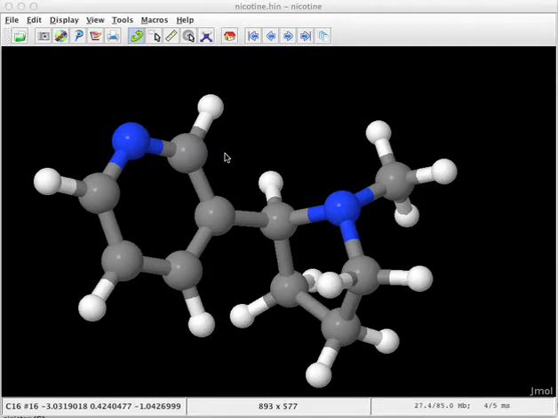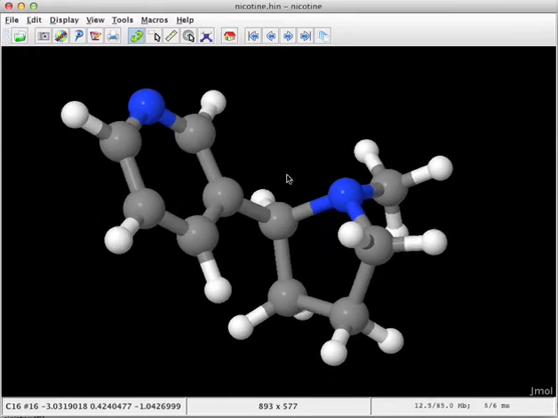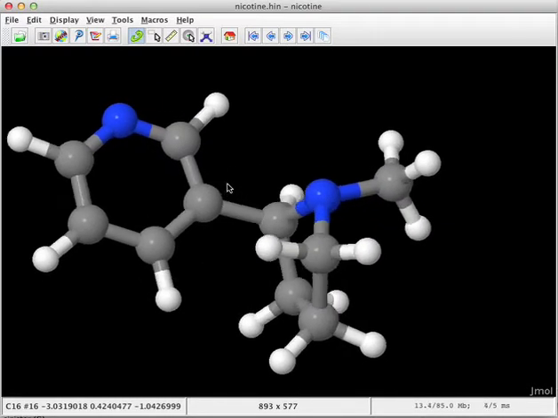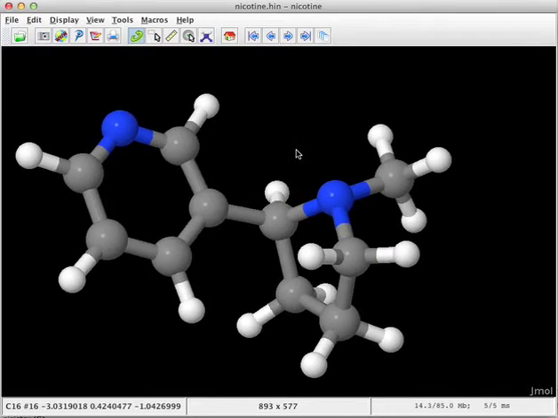Okay, so our second example is a little bit more complicated. This is nicotine. We've opened up the nicotine.hin file in Jmol and we're going to have a look at its structure. Now you can see nicotine has two rings that are connected together. So we've got an aromatic ring over here and we've got a 5-membered ring on this side. Looking carefully at the structure of nicotine, there is only one chiral center, and it's this carbon here.